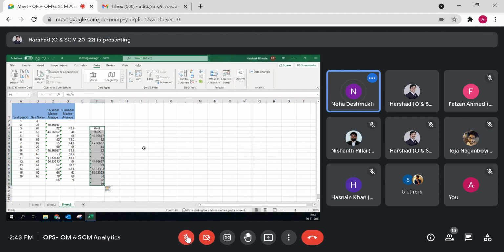See, still it's showing not applicable. Yes, not applicable, because you have to copy only the numerical values from the second row of your three moving average column. Got it? The same you can apply for the five moving average also.